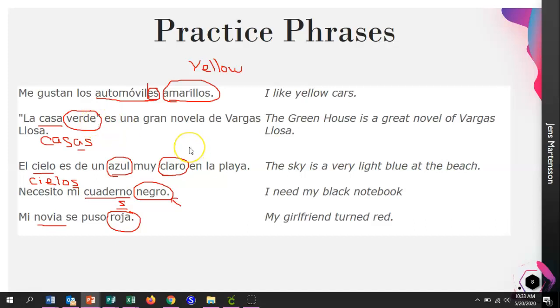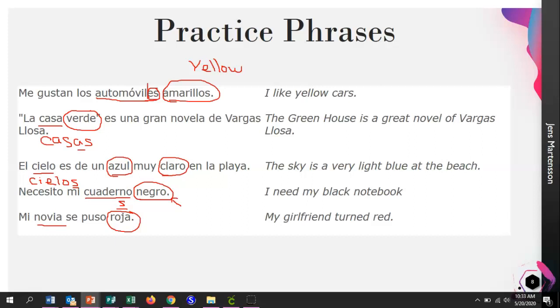All right, number 3. El cielo es de un azul muy claro en la playa. The sky is a very light blue at the beach. So cielo is our noun, and azul is actually our adjective. Claro is also brought up here, but we're just focusing on azul, because it's saying it's a light blue. So if we have 2 adjectives, we're going to focus on changing the second one only if we're going to make it plural. In this case, it is singular, so they both are going to look singular.